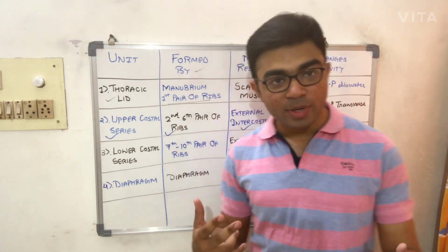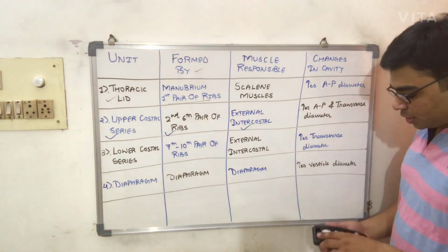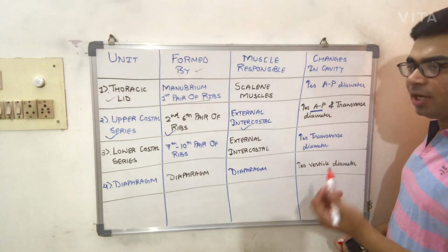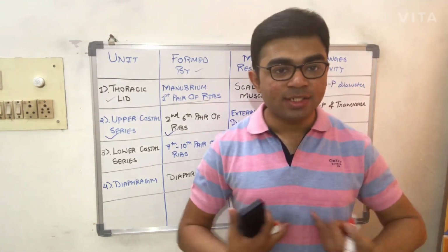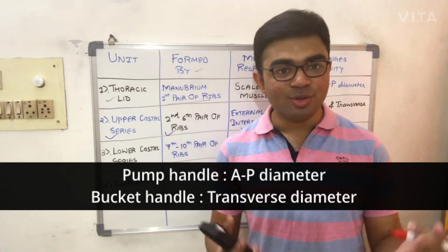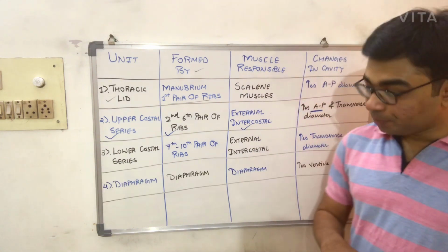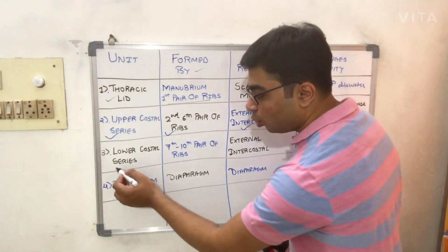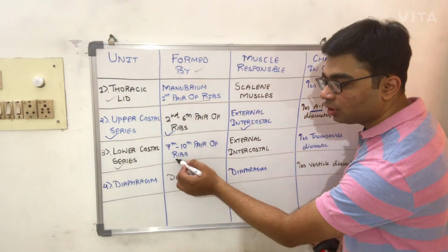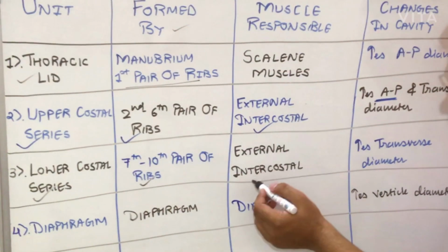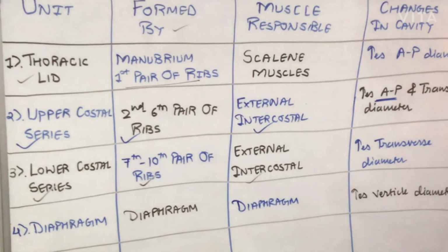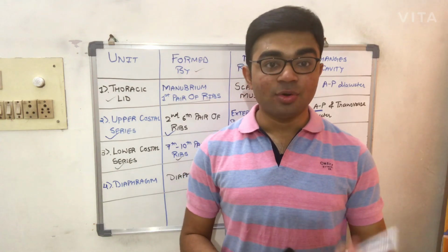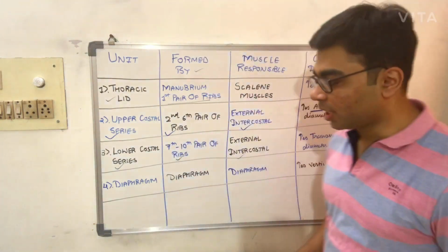In the pump handle movement, there is an increase in the anterior posterior diameter, and whenever there is bucket handle movement, it increases the transverse, or side to side, diameter of the thoracic cavity. The next thing is the lower costal series, formed by the 7th to 10th pair of ribs. The muscle responsible is the same, the external intercostal muscle, but only the bucket handle movement occurs, which only increases the transverse diameter of the thoracic cavity.